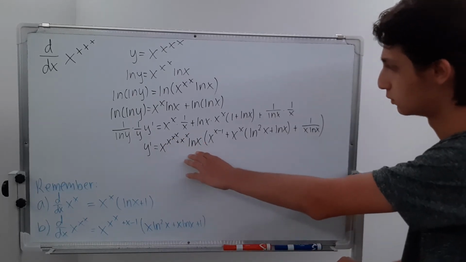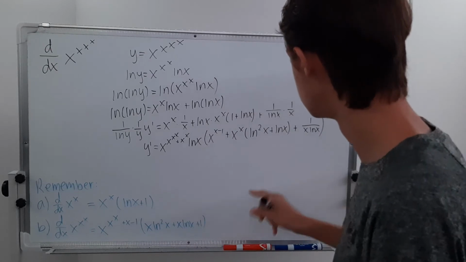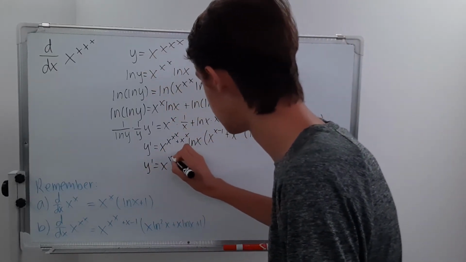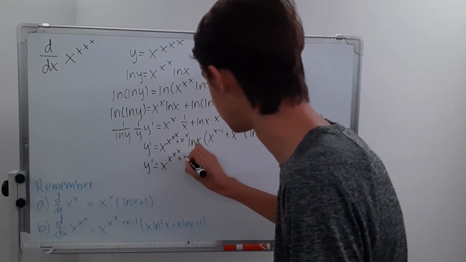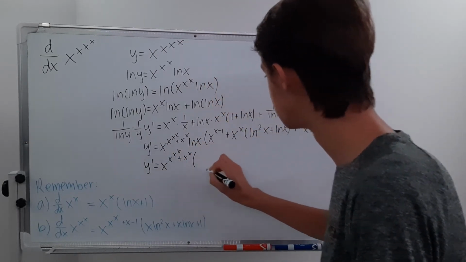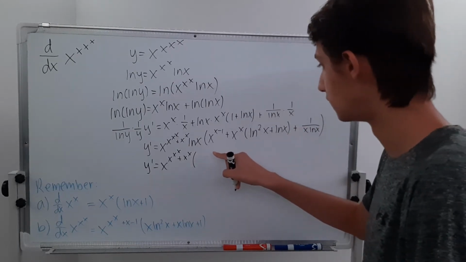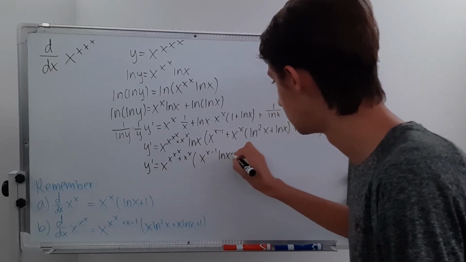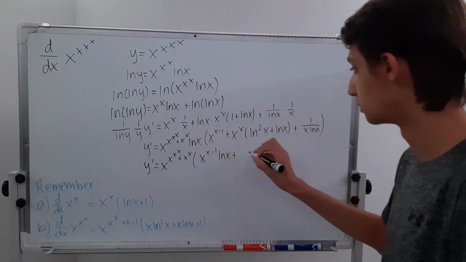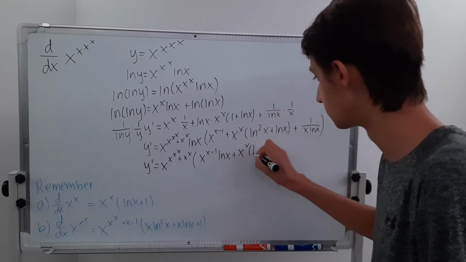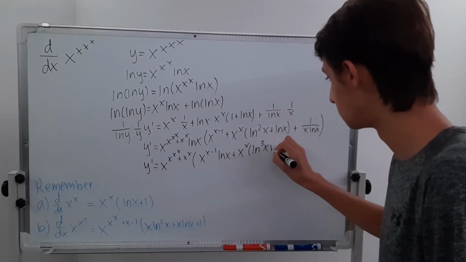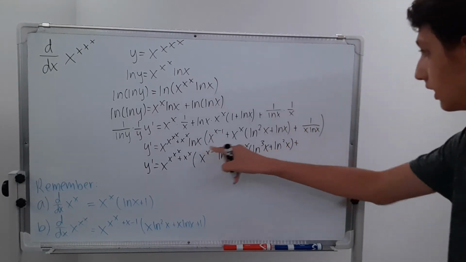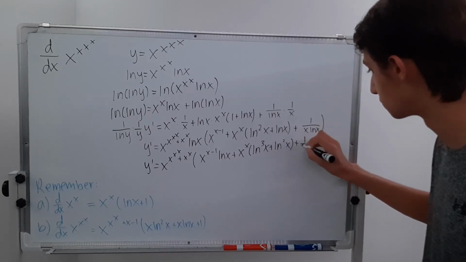I could actually distribute this ln x, so let's just do that in this step. I think that would make more sense to do. So y prime is equal to x to the x to the x to the x plus x to the x times, okay, so then we have this just x to the x minus 1 ln x plus, I'm going to actually multiply that out here, so x to the x times ln cubed x plus ln squared x plus, and then ln x times that is just going to be plus 1 over x.